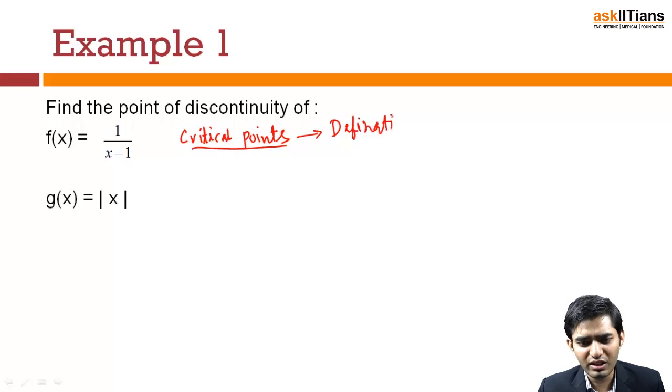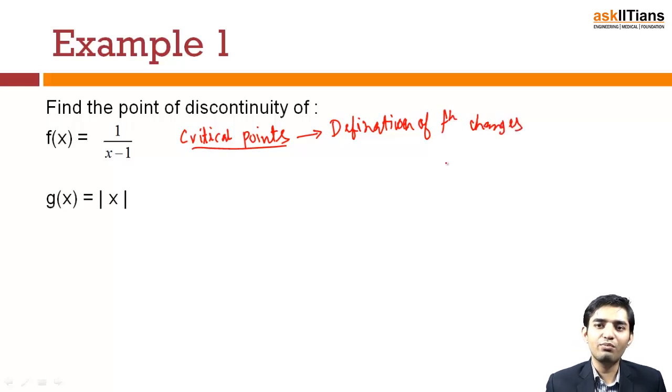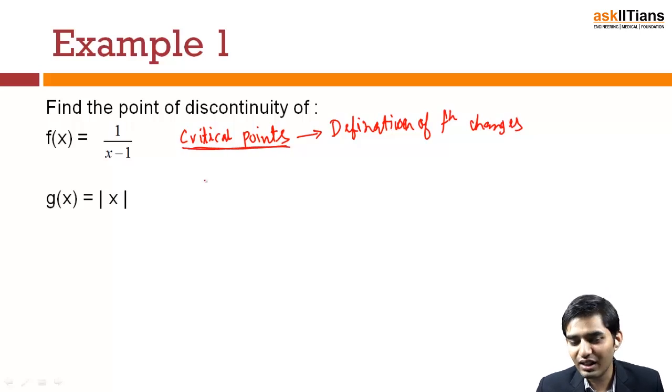Definition of the function changes. The value of the function was something else for x greater than a, and something else for x less than a. That means the value of the function is changing, right? Then that type of points are called critical points. So critical points are the points where the definition of the function changes.